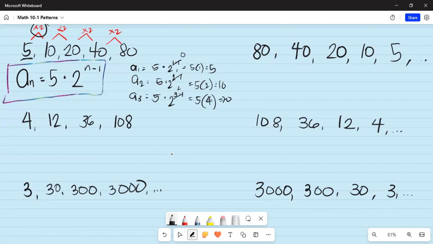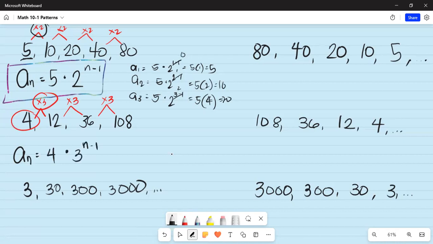Next is this. We have 4, 12, 36, and 108. Looking at the pattern, we need to multiply by 3 to get the next term. Again, 3 is different from our first term. So therefore, a sub n is equal to the first term, 4, multiplied by 3 raised to n minus 1.